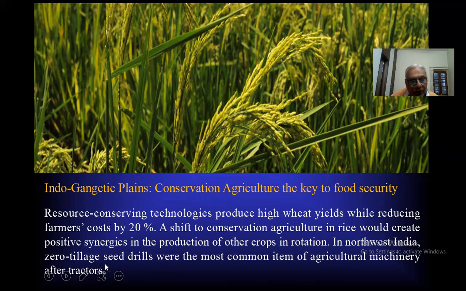In Northwest India, zero-tillage seed drills were the most common item of agricultural machinery after the tractor. So you know that minimum tillage or zero tillage is beneficial for improving soil fertility. Frequent cultivation or tillage operation is harmful and it deteriorates the soil structure. And also, when there is continuous cultivation, there will be exposure of the soil to sunlight, and the population of microorganisms also declines.